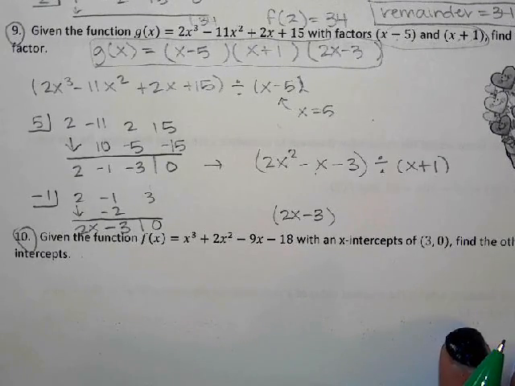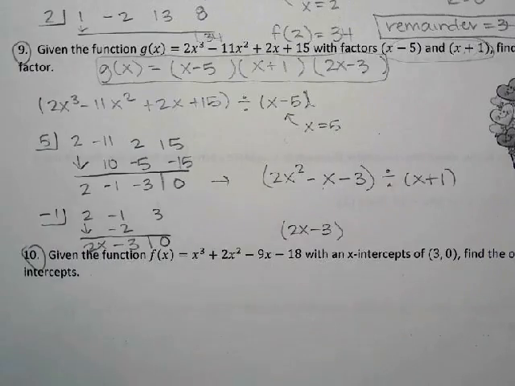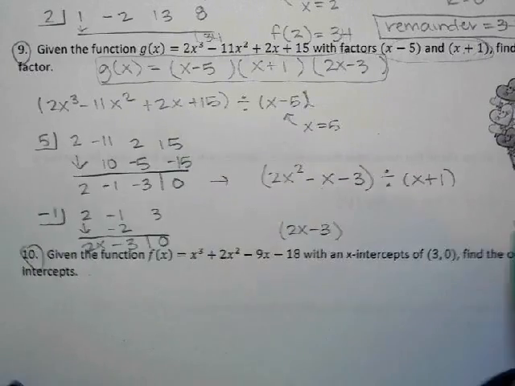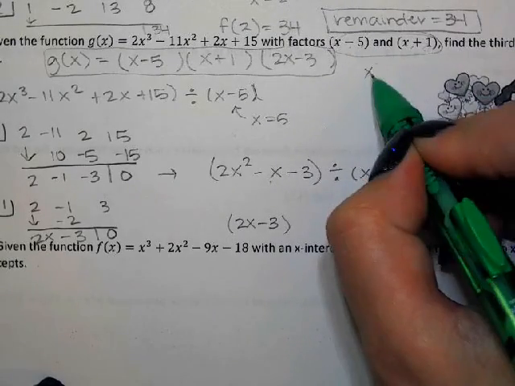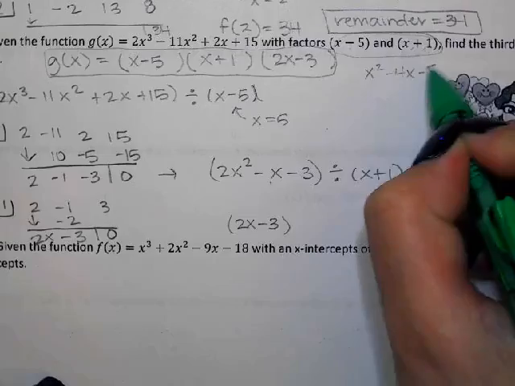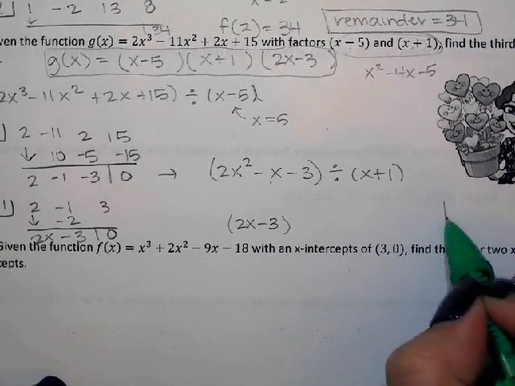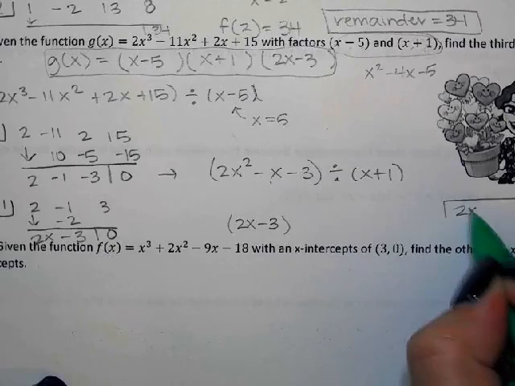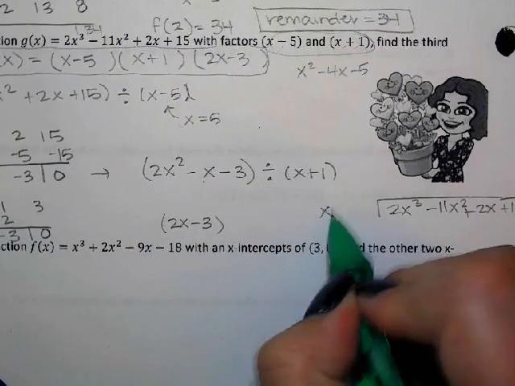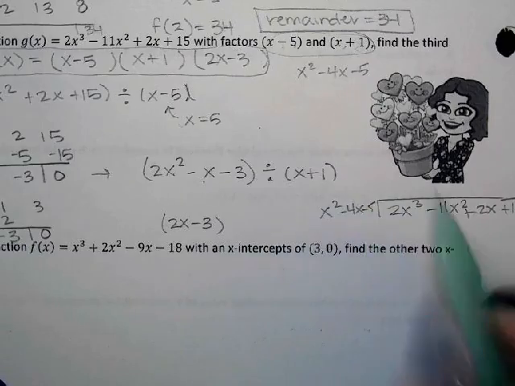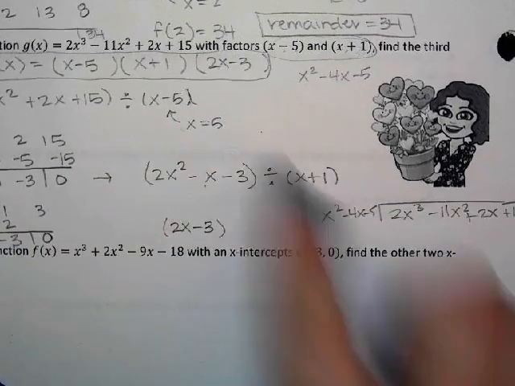So, 2 different ways of doing the problem. It just kind of depends what your comfort zone is. If you are comfortable with the polynomial long division where you're dividing by a quadratic, then you could have taken this. If you multiply these together, you get x squared minus 4x minus 5. You could have taken that and done a long division problem where you have 2x to the third minus 11x squared plus 2x plus 15, and you divide it by x squared minus 4x minus 5. If you do that long division problem, you get the same answer. 2 different ways of doing it.